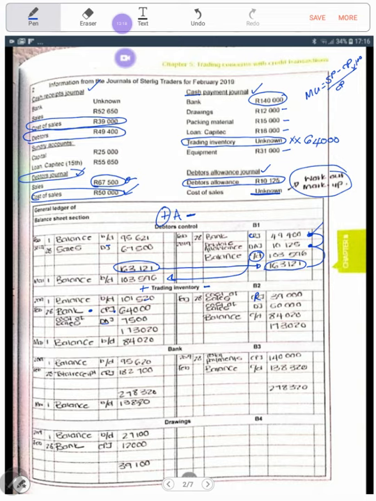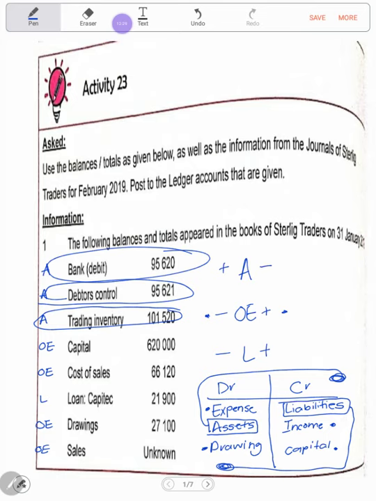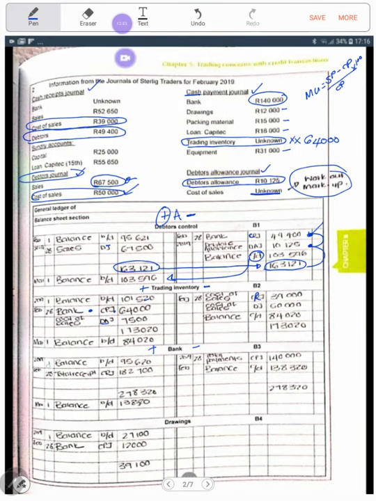I then move over to the bank account. Bank account is also an asset. It increases on the debit side and decreases on your credit side. Did we have a balance brought down for bank? Yes, we did. 95,620. 1st of February, balance brought down 95,620.